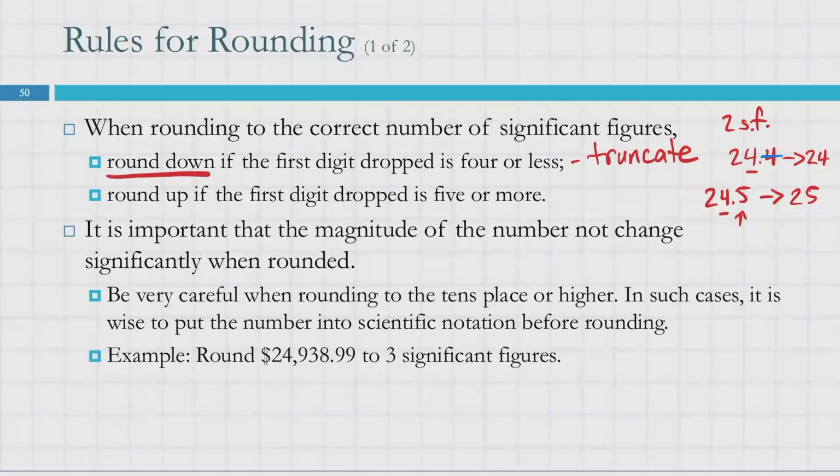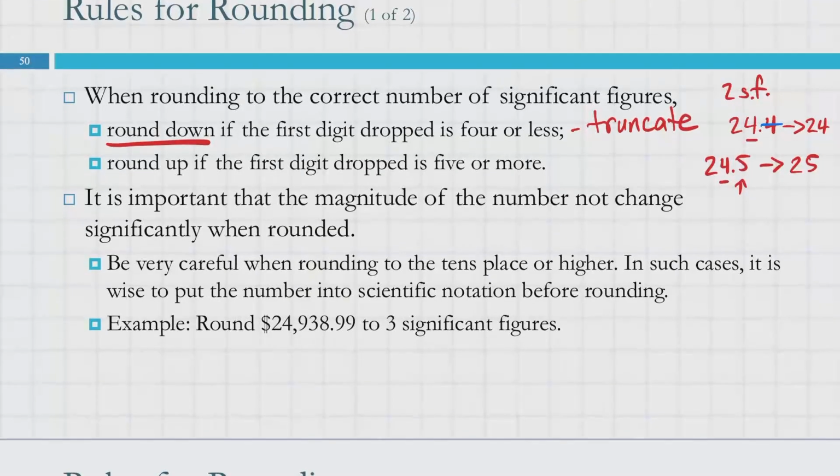It's important that the magnitude, the general size of the number, does not change significantly when you round things. So for example, this number, $24,938.99, if we round that to 3 significant figures, our third significant figure is the first 9. We would look at the 3 that follows it to see how we round. How are we rounding? We're going to round down, right? Because the 3 is less than 5. So it would be 24,900.